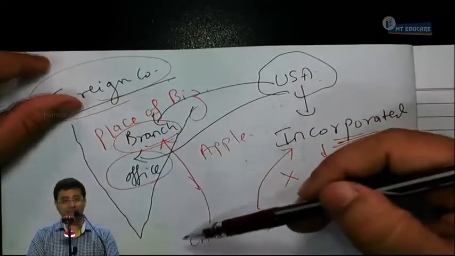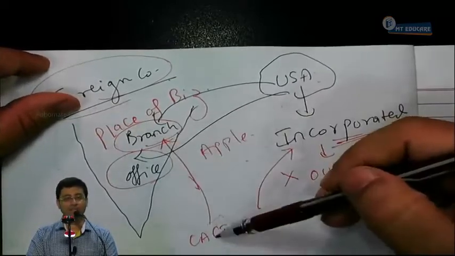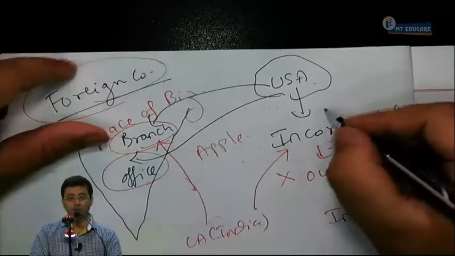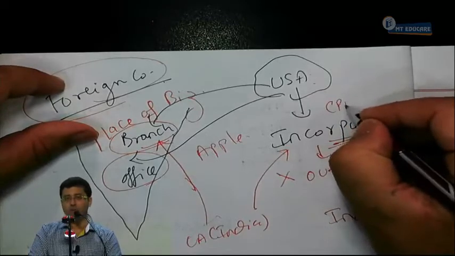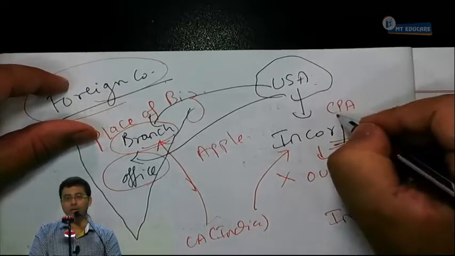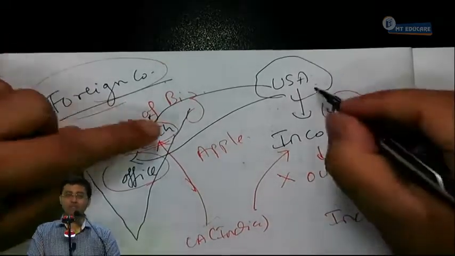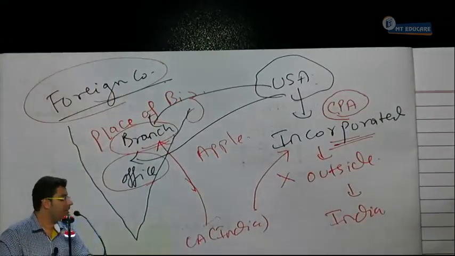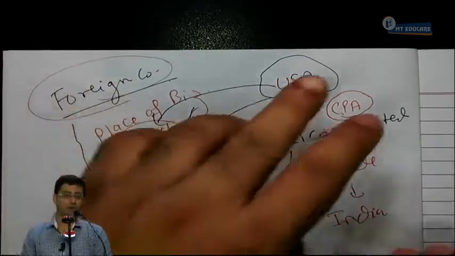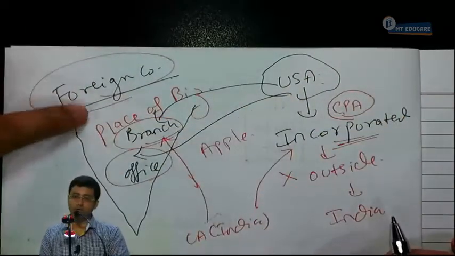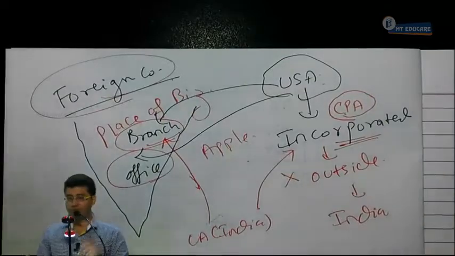So an Indian CA can only become the auditor of the branch, he cannot become the auditor of a holding company. If you want to appoint a person to be an auditor of a holding company, he has to be a certified public accountant from that country only where this company is incorporated, and not an Indian CA. An Indian CA cannot be an auditor of the holding company, he can only be an auditor of the place of business of that foreign company.